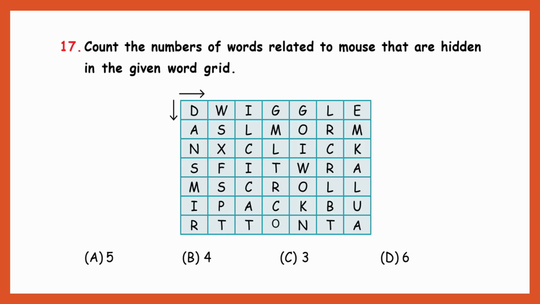Count the number of words related to mouse that are hidden in the given word grid. See, we have wiggle. Then, click. Then, scroll. So, how many words are related to mouse that are hidden in the given word grid? 3. Option C is the correct answer.